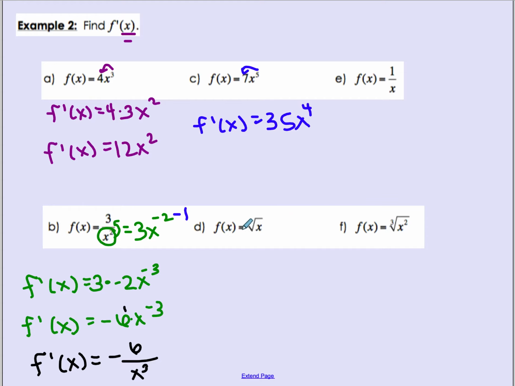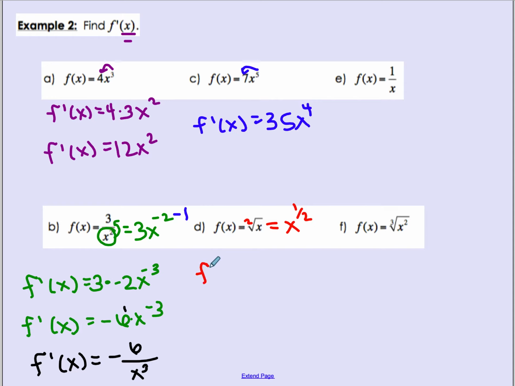D, f of x equals the square root of x. Okay, in order to do this, I need to rewrite. If you guys ever have fractions, you need to rewrite them. If you have square roots or radicals, you need to rewrite those as exponents. So whenever you take the square root, it's important to remember it's really x to the 1/2. It's like a little 2 there. Remember, square roots undo x squared, so it's a 1/2.